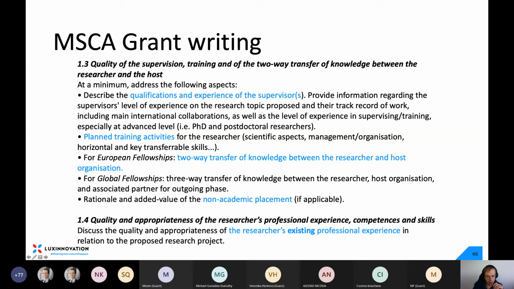Then this is slightly newly formulated 1.4, your professional experience, competences, and skills. So why do you believe you have all the skills that are necessary to do this project? This doesn't necessarily refer to your future career, because in your future career you might want to acquire new skills through this project. But for the project that you want to start, what are the qualifications you have? What can you show for yourself and claim for yourself that you are the right person to do this?